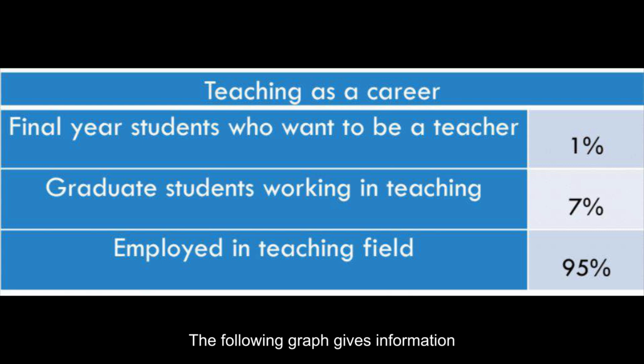The following graph gives information about teaching as a career. The items include final year students who want to be a teacher, graduate students working in teaching, and employed in the teaching field. According to this graph, the value of final year students who want to be a teacher is around 1%. And the value of graduate students working in teaching is around 7%, which is higher. You can see from this graph that the highest value is in employed in the teaching field, which is around 95%. You can also see from this graph that the lowest value is in final year students who want to be a teacher, which is around 1%. In conclusion, employed in the teaching field has the highest teaching as a career.